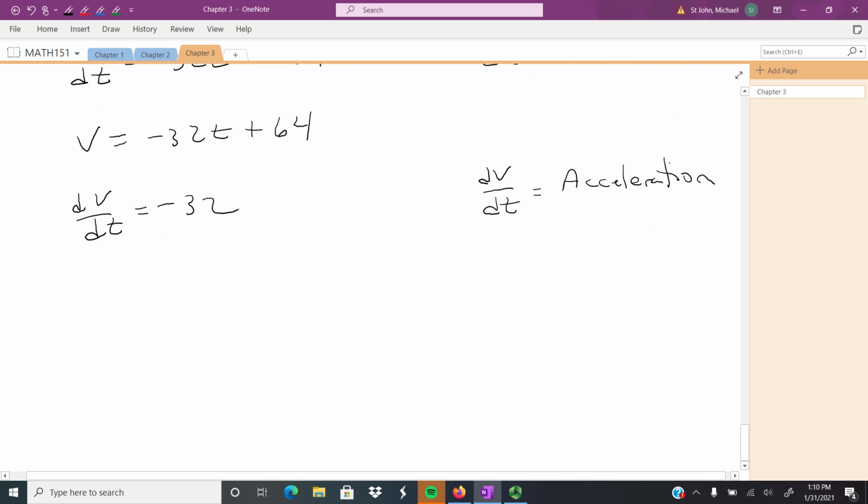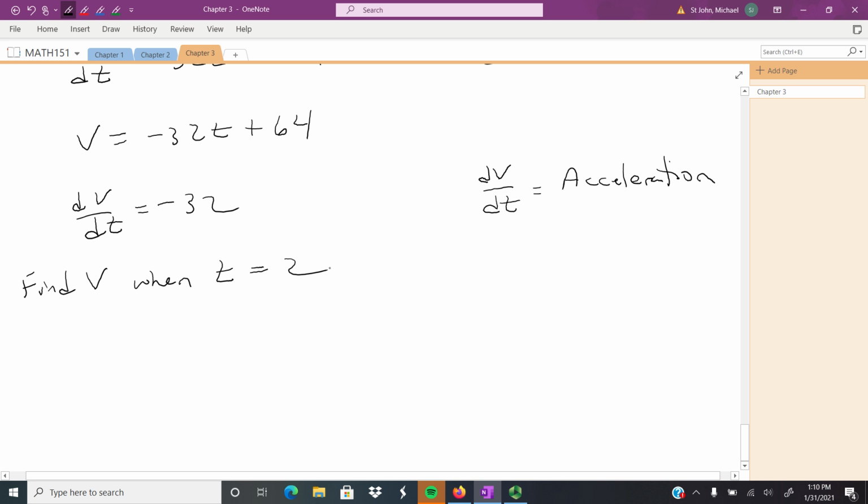So now if I'm given something like this, and let's say I want to find the velocity when t is equal to 2. Well, v is going to equal minus 32 times 2 plus 64, and this will be 0.